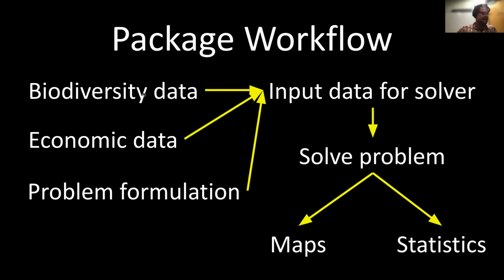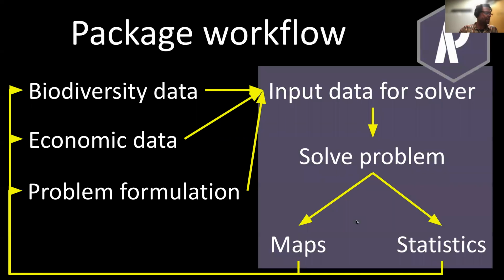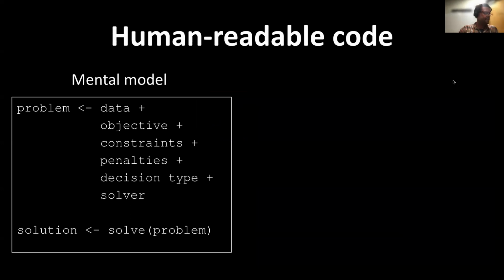So the idea is that you feed in this biodiversity and economic and any other data layers that are part of your problem, and you input it into the solver, and it's trying to minimize all the terms, solve it, and then you can generate maps and statistics out of it. So this is where prioritizr gets going.